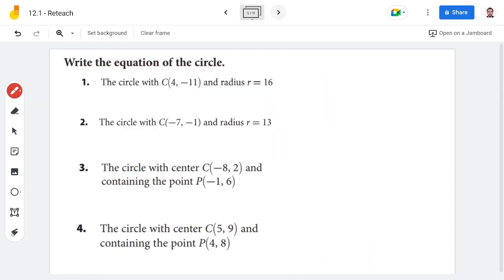Now, here are some questions. You can try to solve them by yourself. In these questions, you already have the radius given. In these two questions, you have the point. So this one is x, this one is y, this is h, this is k. Now we need to find r. Same thing here: x, y, h, k, then find r, and then write the equation.